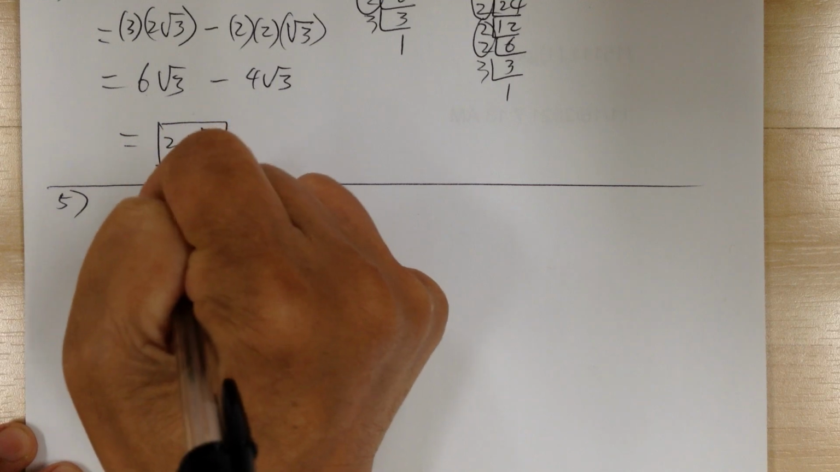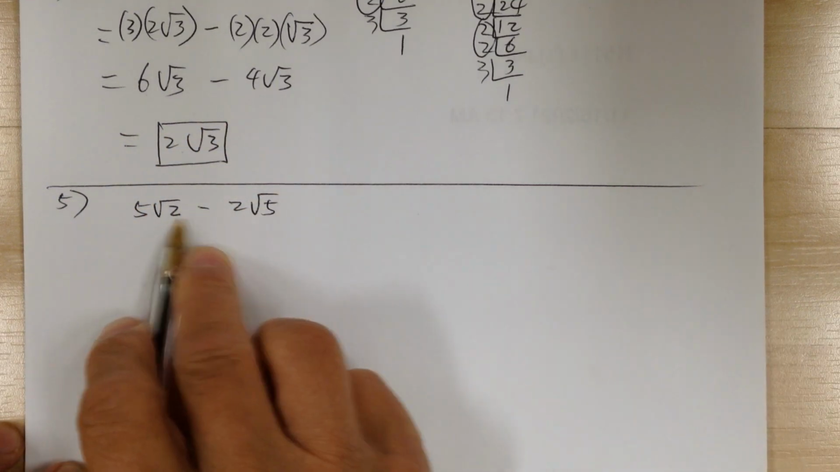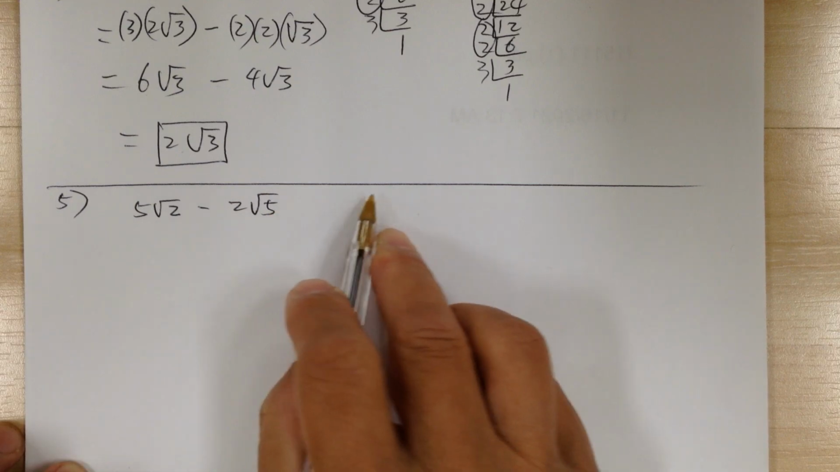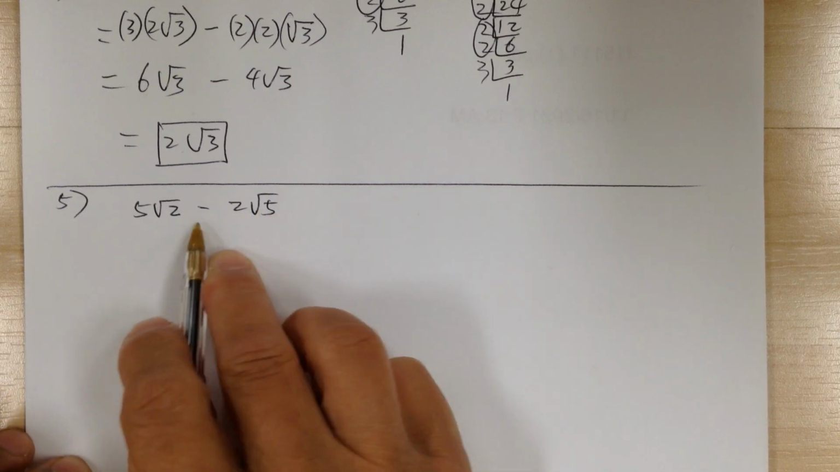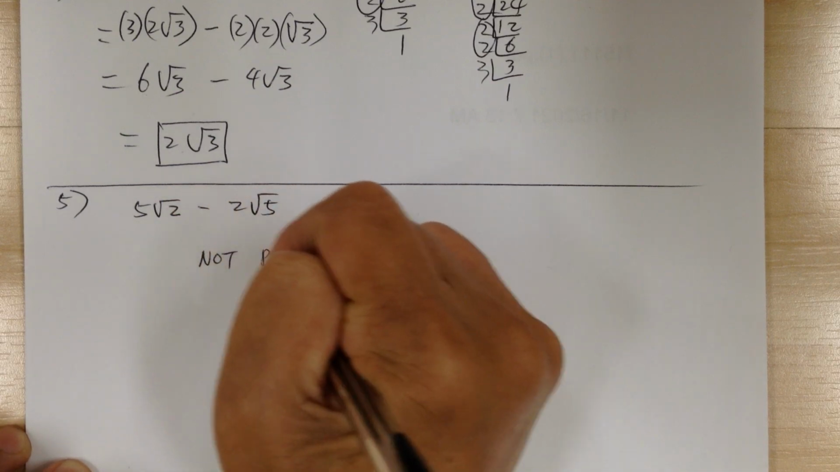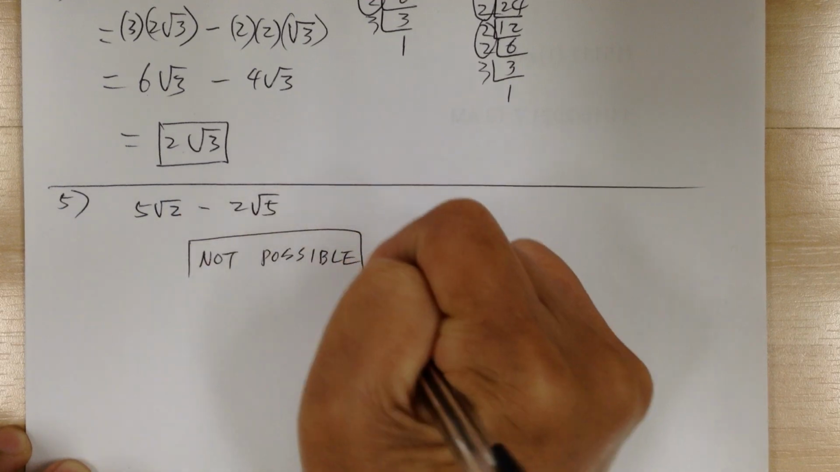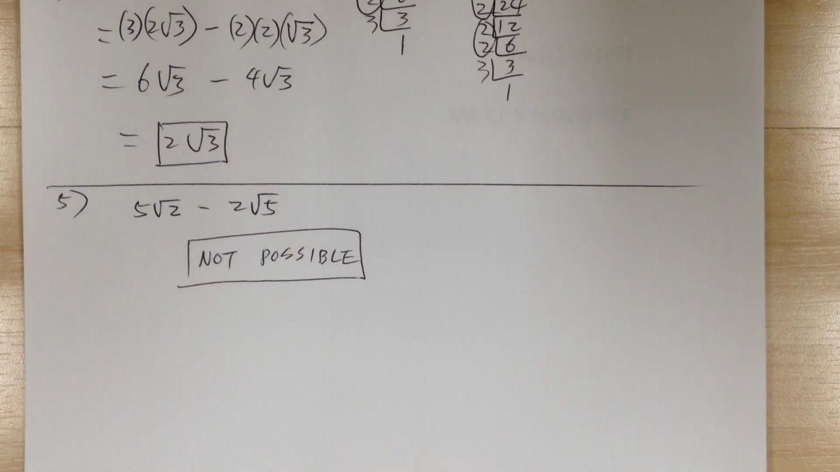Okay. So 5 square root of 2 minus 2 square root of 5. So this has two different radicands, and there's nothing else you can do. Since they are different radicands, you cannot do anything with it. So this is not possible. So nothing can be done about it.